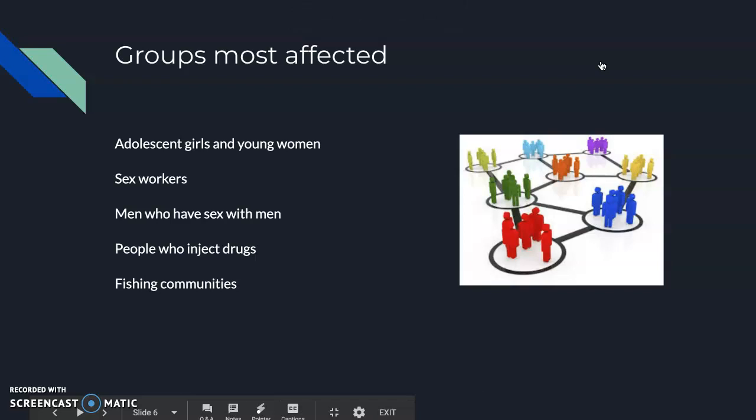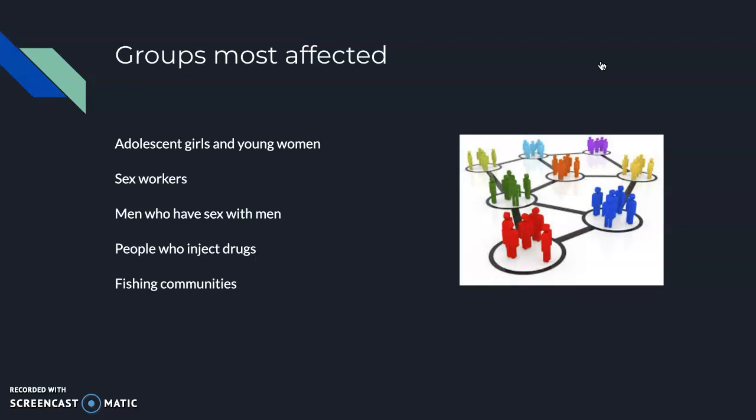Sex workers were also commonly affected in Uganda, and this was due to the lack of education, like I said before. Sex workers and their clients accounted for 18% of new HIV infections in Uganda, and this was due to inconsistent condom use, and also to clients often paying more for sex without a condom.